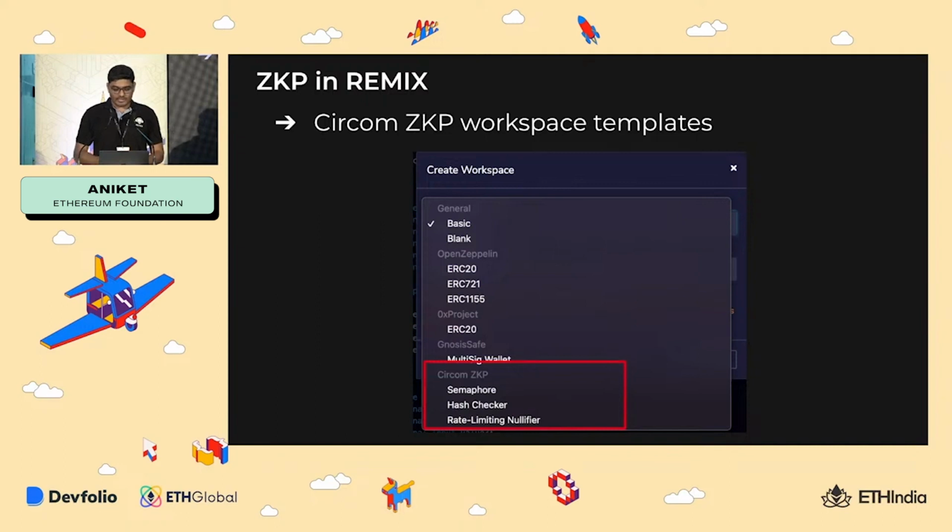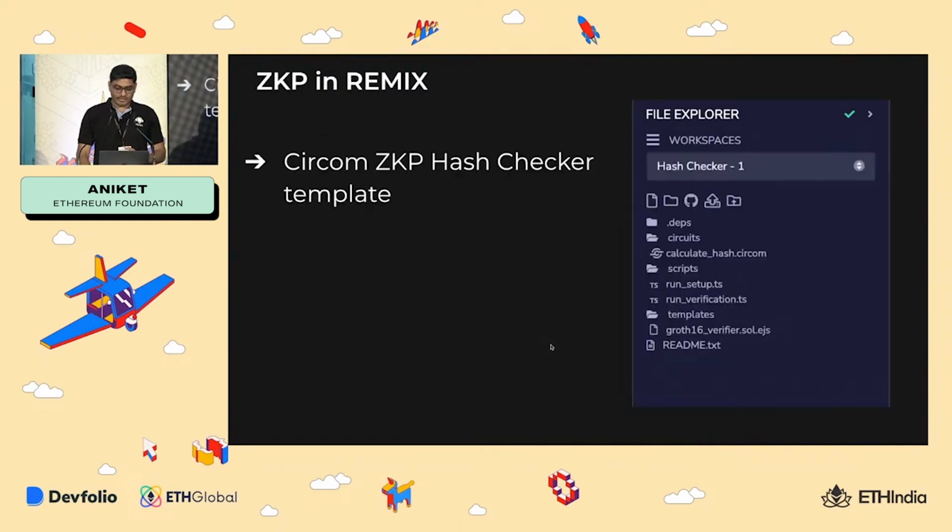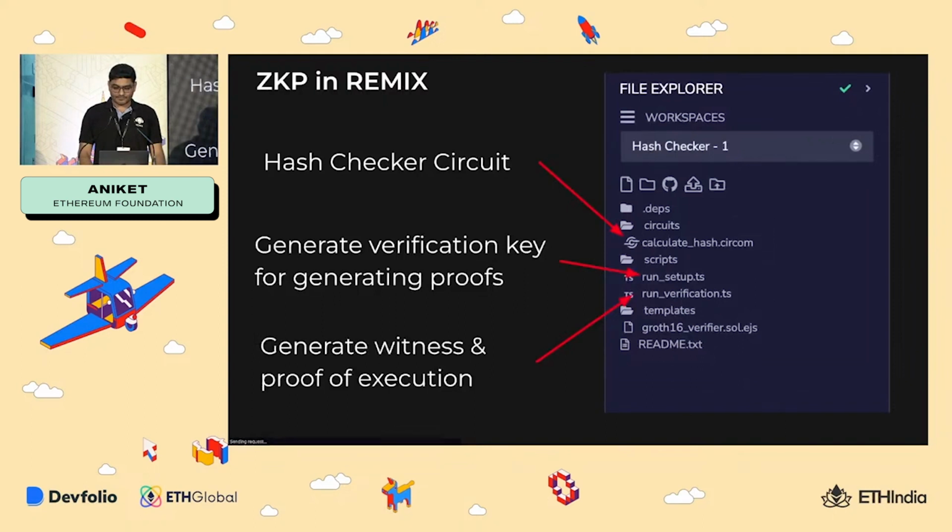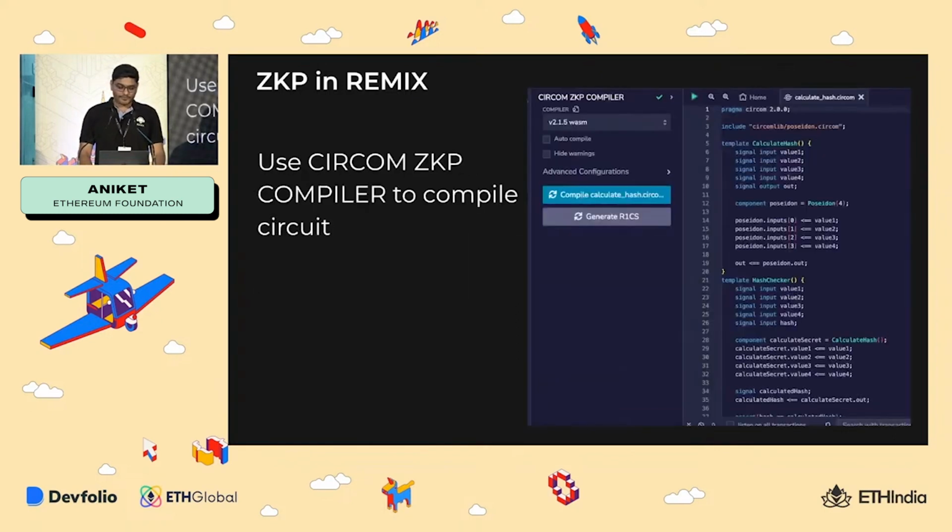We have some predefined workspace templates for that. You can go to create workspace, and at the bottom you will see these 3 new workspace templates. For now, I'm just going to show this hash checker template. When you create this hash checker template, it verifies the hash of 4 values without revealing those values. You will get this file with the extension .circom. We call it a circuit in the terminology of the Circom compiler, and then there are some scripts to run the setup and then to run the verification of the zero knowledge proof.